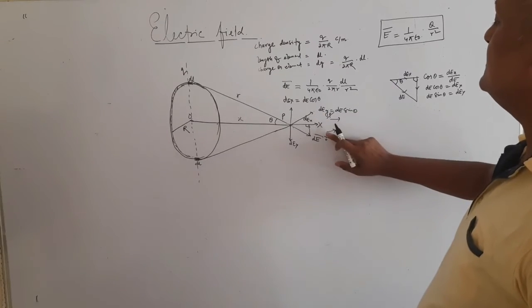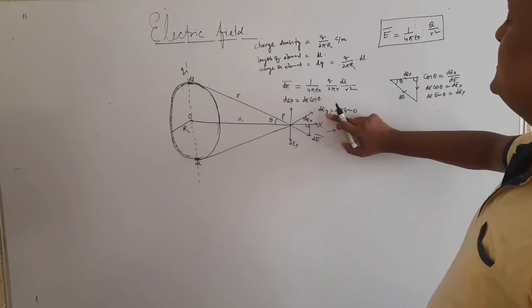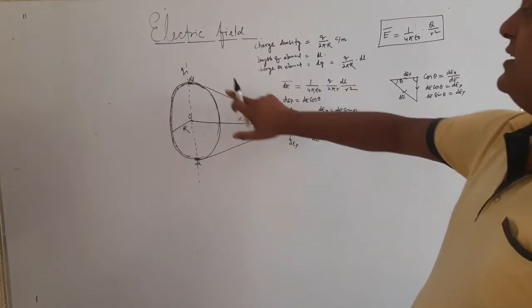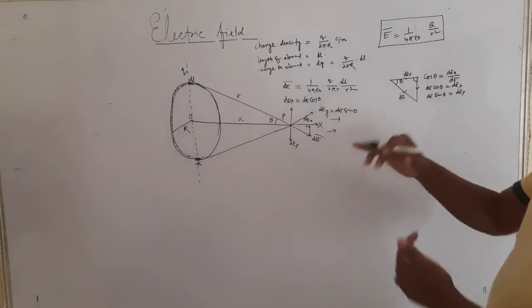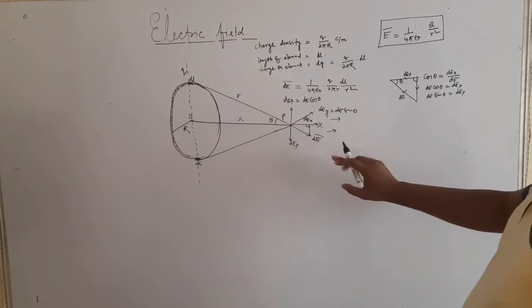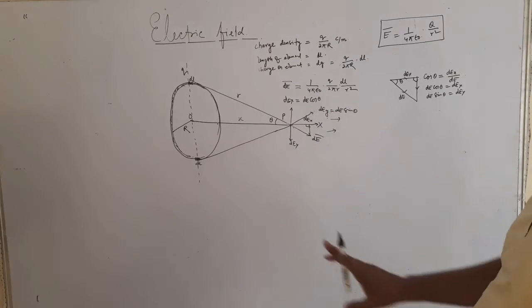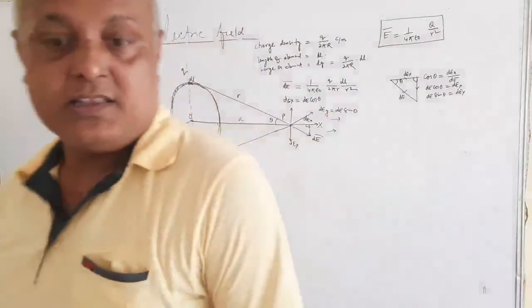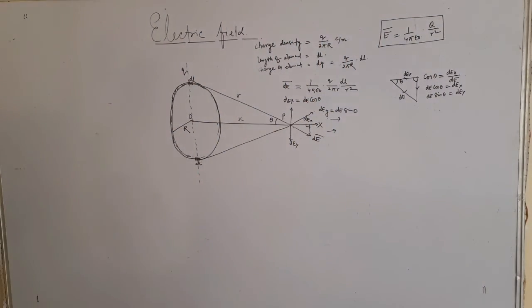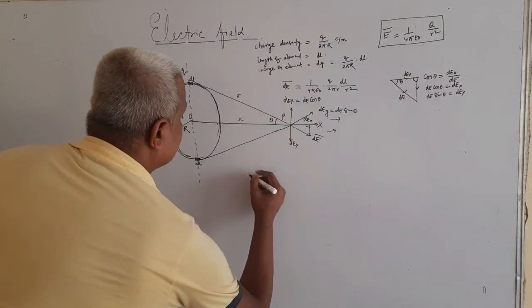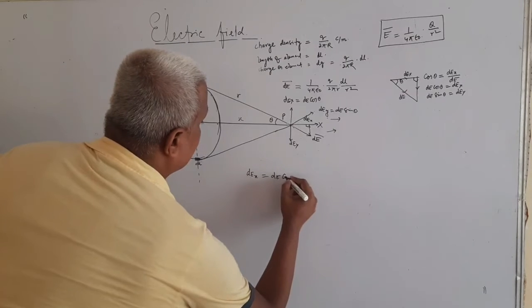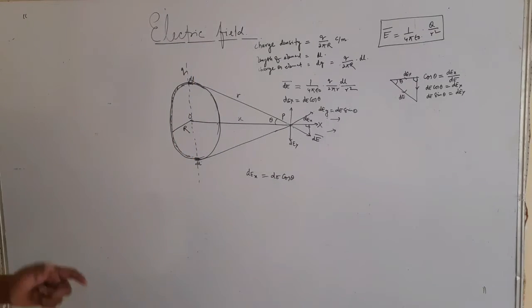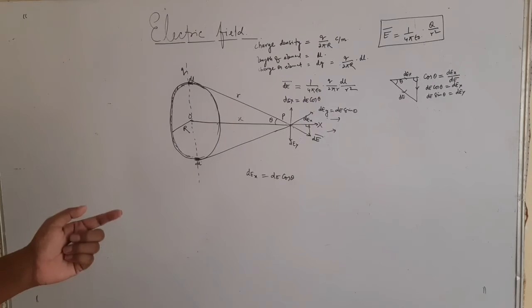So the sin theta component, meaning the vertical component of dl and this dl dash, are the same and in opposite directions, so they will cancel each other out, and you will only have the horizontal component. So the resultant field here will be dE cos theta. So that is our dEx, and that is dE cos theta. And now if you integrate the whole thing, then you will find your whole electric field.